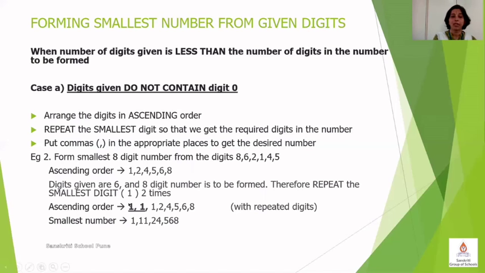So after we repeat the digit 1 two times, you can see here that in the ascending order, we have got 8 digits now. These 2 digits which are underlined are the digits that are repeated. Now from these 8 digits, it's very easy to form an 8-digit smallest number. We put the commas, and that's how we get our smallest number as 1,11,24,568. So I hope, kids, you have understood these two examples.